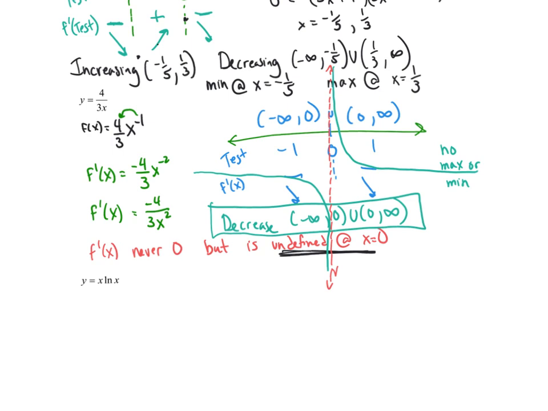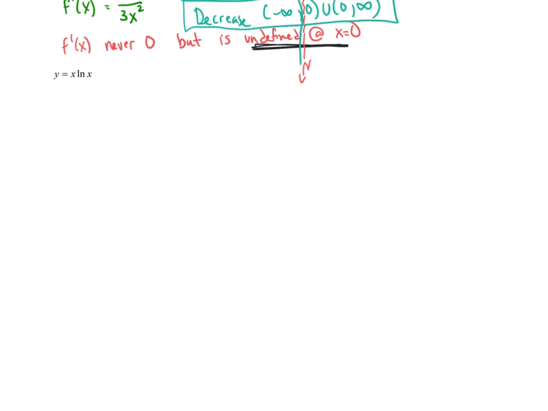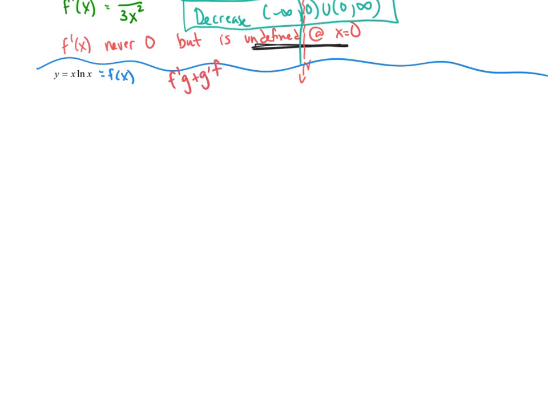All right, so let's go ahead and look at our last one. Our last one is x ln x. So kind of a tricky one because we have a derivative that's going to be a product rule for this f of x. So remember product rule, f prime g plus g prime f.